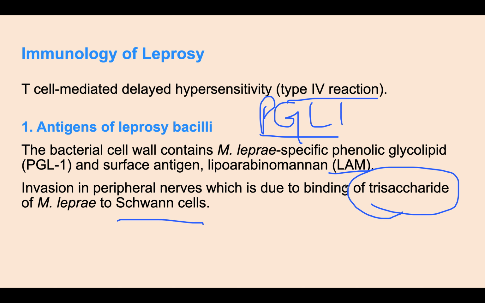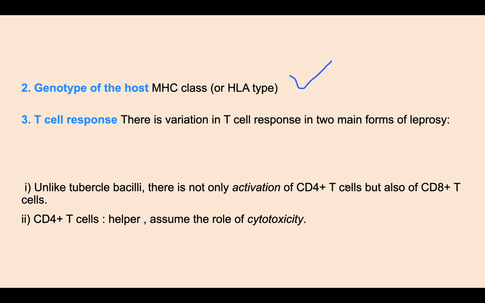Another thing responsible for the pathology of leprosy is the genotype. Depending upon the HLA of the host, the cell response will differ from patient to patient. Then T cell response. Now you have two T cells, CD4 cells and CD8 cells. In case of tubercle bacilli, there is only activation of CD4 cells. But in case of leprosy, you have CD4 cells and CD8 cells. And the funny thing is that the CD4 cells, which are helper T cells, also assume the role of cytotoxicity in case of leprosy.